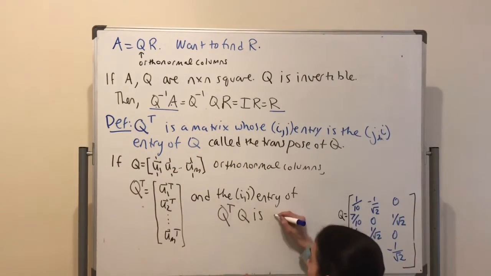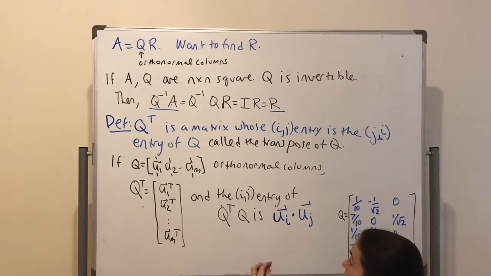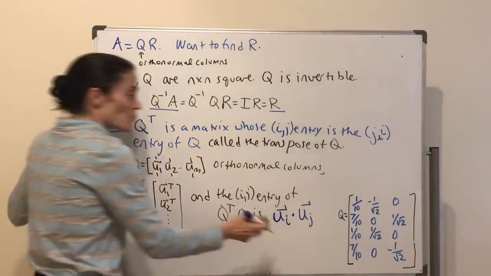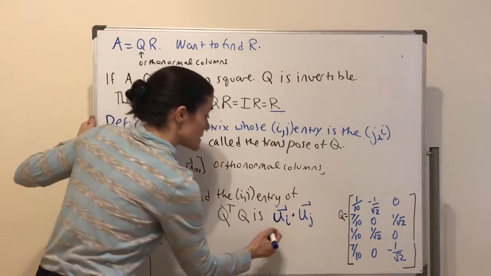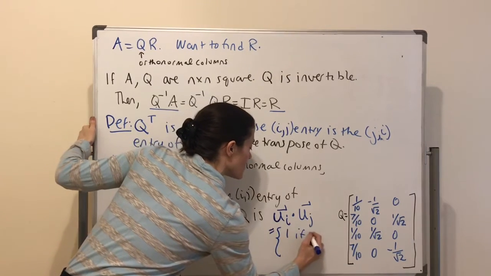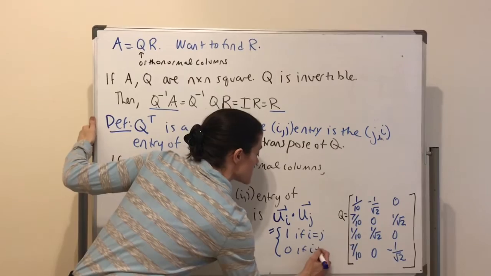So this would be u_i dot u_j. You could put the transpose, it doesn't really matter. Now I'm just thinking about them as being vectors in R^n. We know what this is. These are orthonormal columns. So this is 1 if i equals j, and 0 if i is not equal to j.